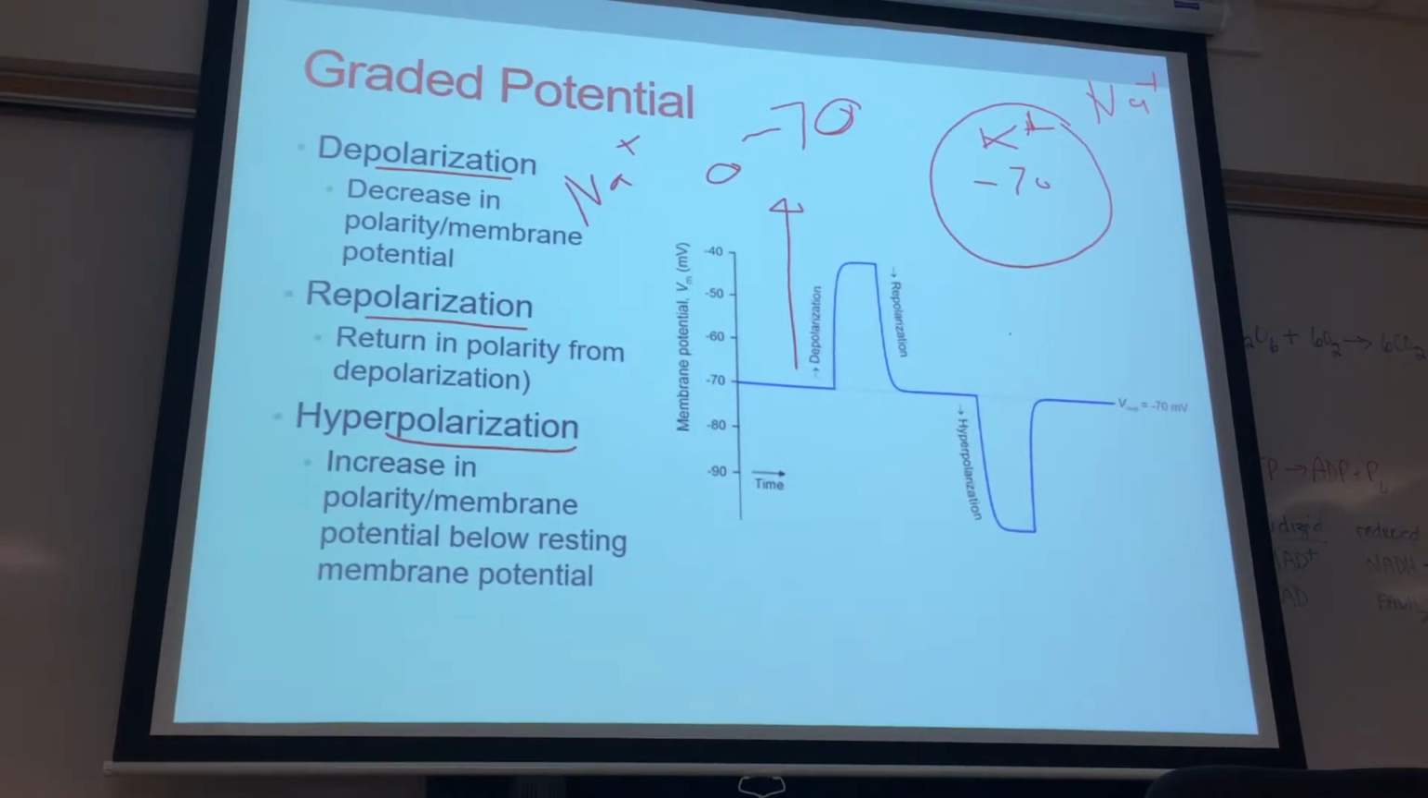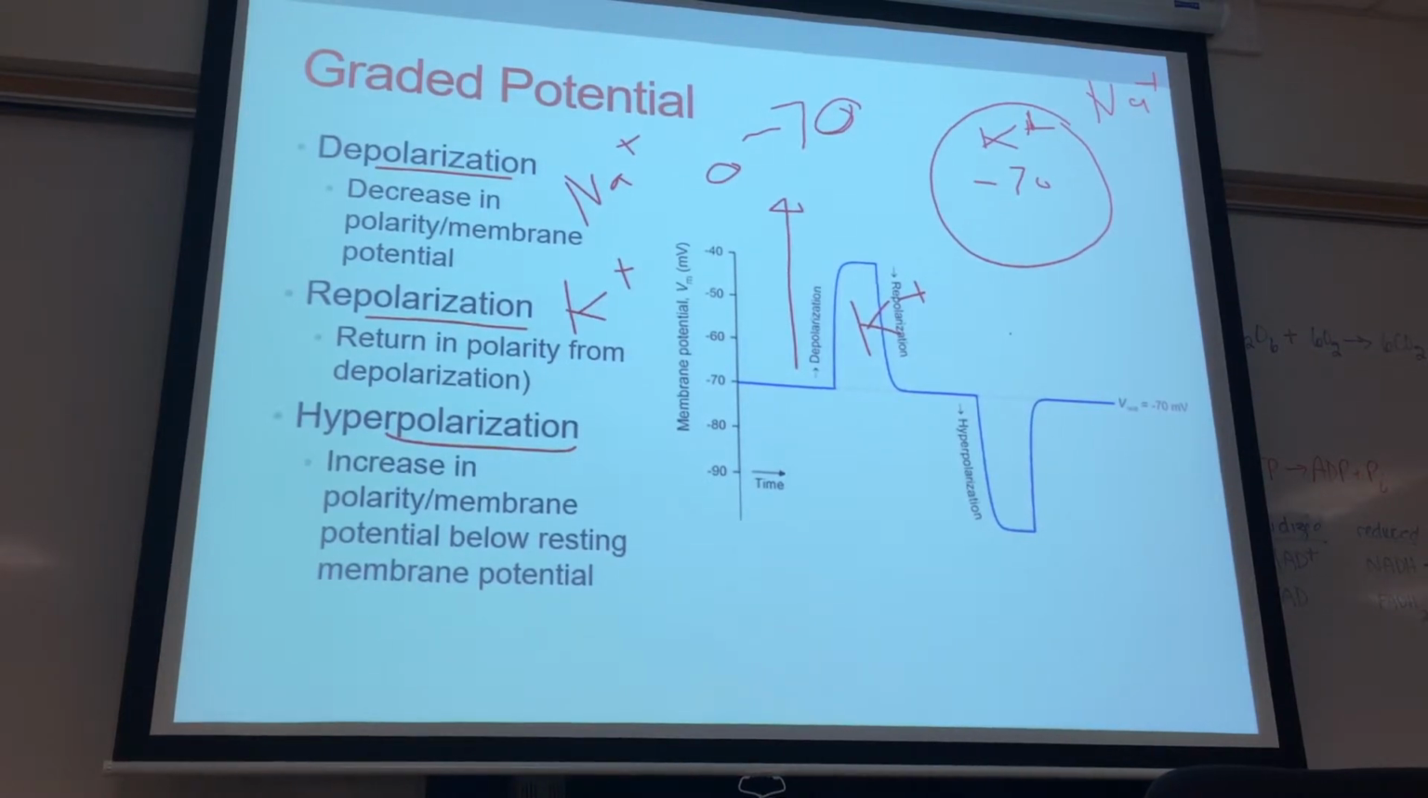Now let's look at repolarization. What's going to cause the reestablishing of that negative resting membrane potential? Is it going to be more sodium going in, or is it going to be positive potassium ion moving out? Positive potassium moving out. So that repolarization would be positive potassium.